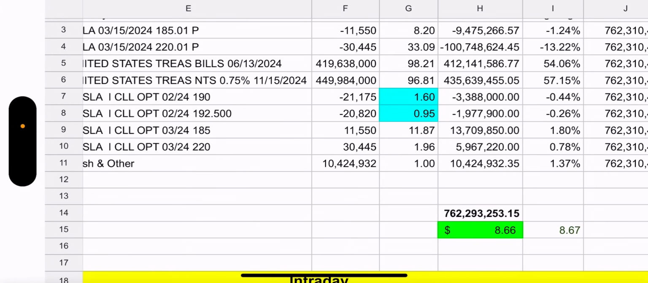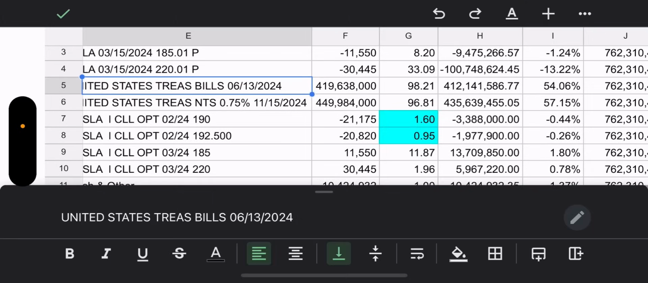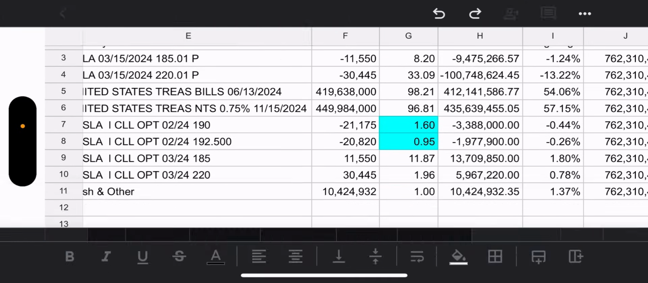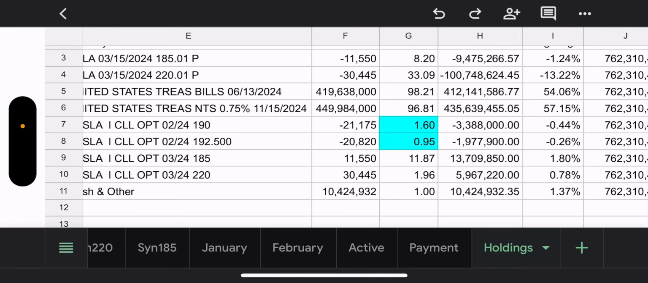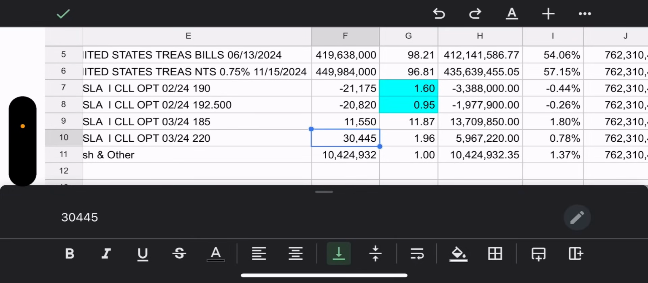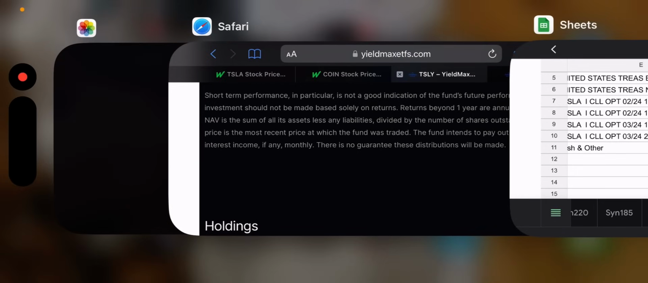Everything else on the holdings, as you know, are cash and treasuries. Obviously, the treasuries are the ones that say treasuries right here. And then cash is always on the bottom. And then the top 2 are synthetics. And then the other part of the synthetic, you'll see, because they have the same quantity right down below. Okay, so that is TSLY.